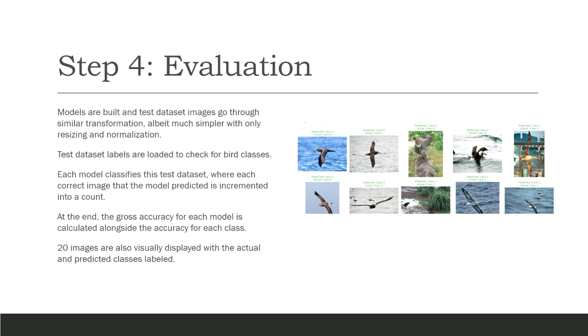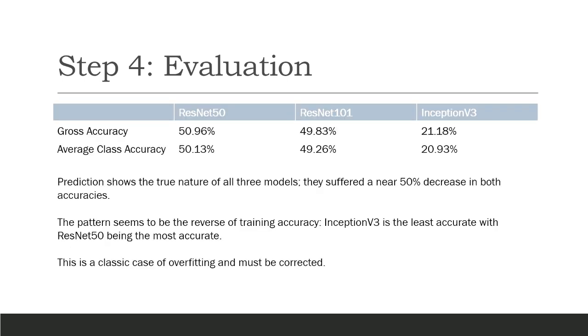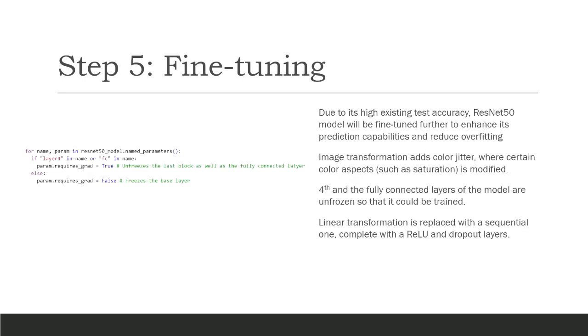and per class accuracy also included, which shows a reverse trend actually, with Inception V3 showing 21.18% gross accuracy and 20.93% average class accuracy, which is, to be fair, a very low outcome as compared to ResNet with 50.96 and 50.13% respectively. This is a classic case of overfitting. So, because of this, ResNet 50 must be fine-tuned. Given its high existing test accuracy, the ResNet 50 model will be fine-tuned to reduce its overfitting.